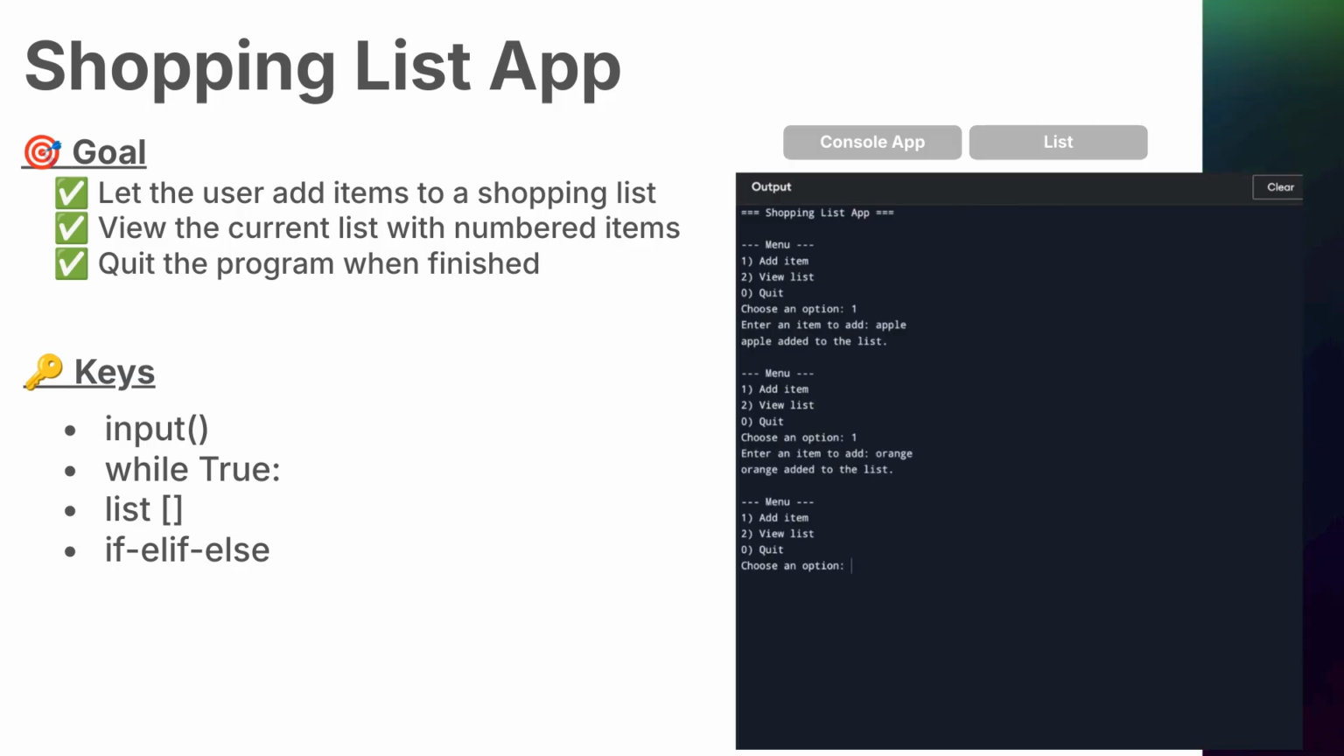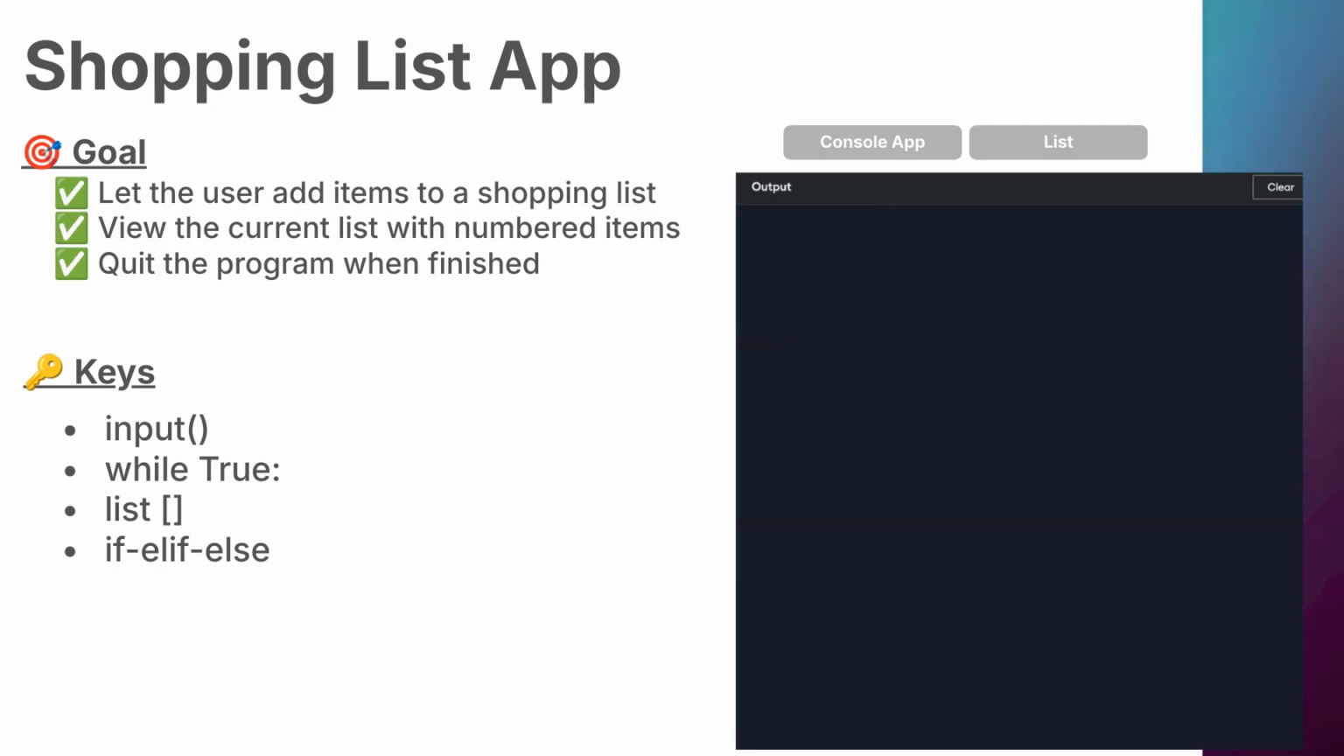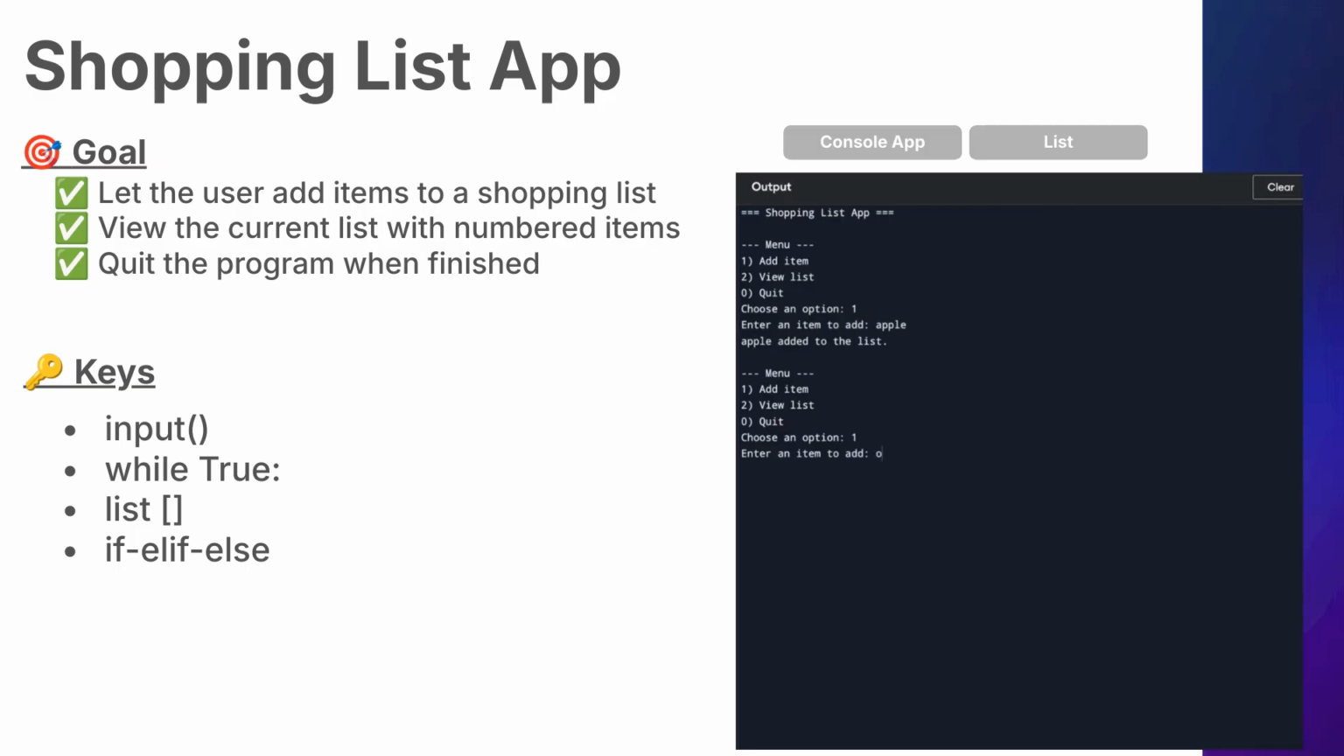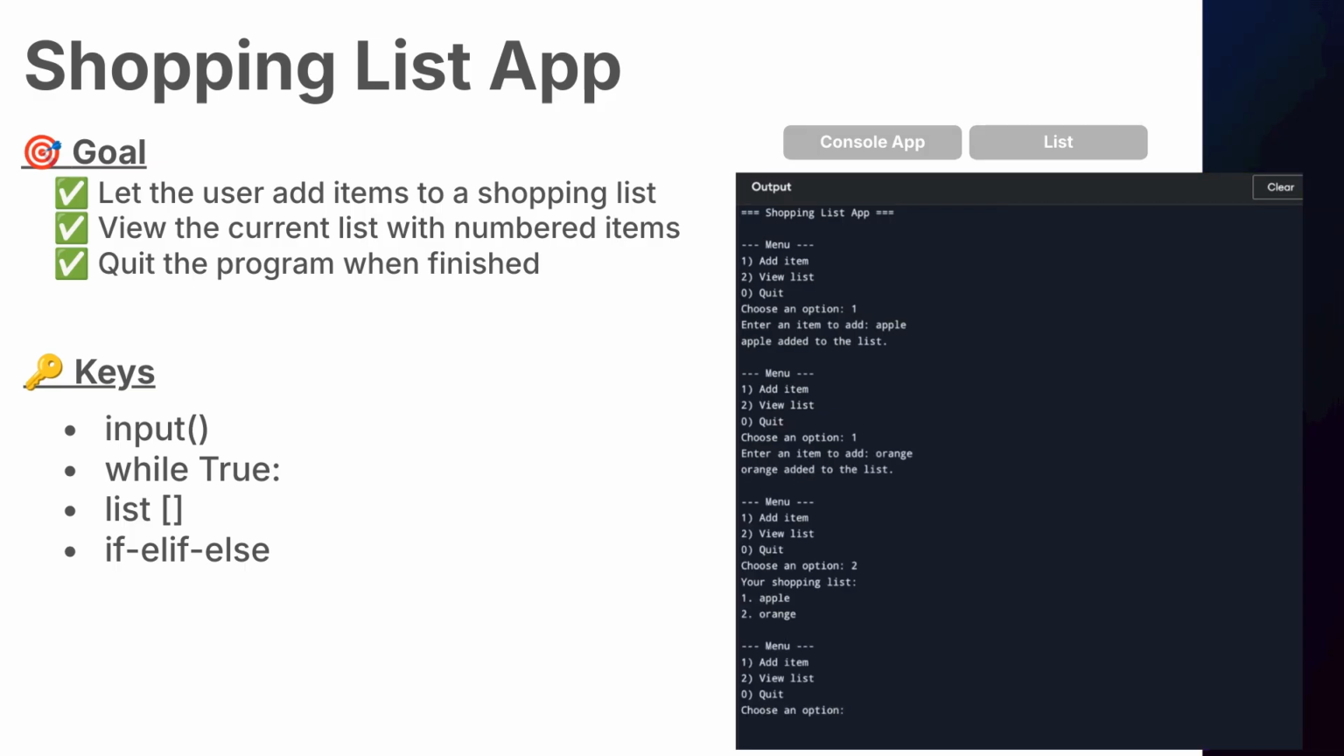While creating this app, you'll work with Python's input function to read what the user types, a while loop to keep the menu running until the user quits, and a list to store all the items added. You'll also practice using if, elif, else statements to respond to the different menu choices. In the next step, we'll go through the code line by line so you can follow along and build your own version confidently.